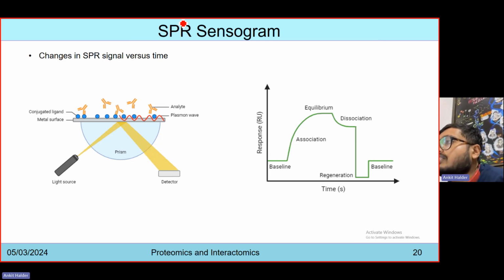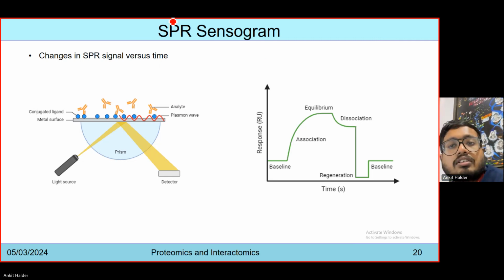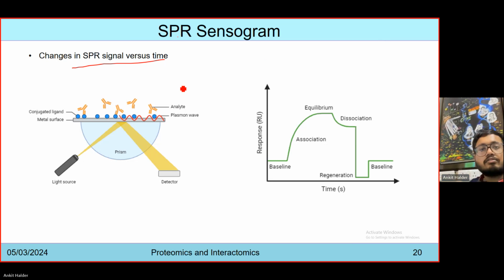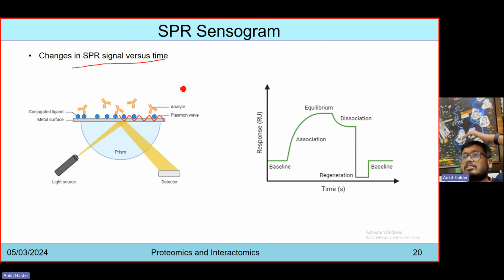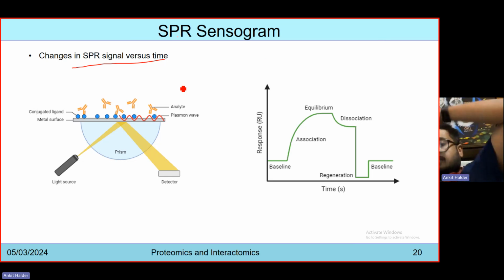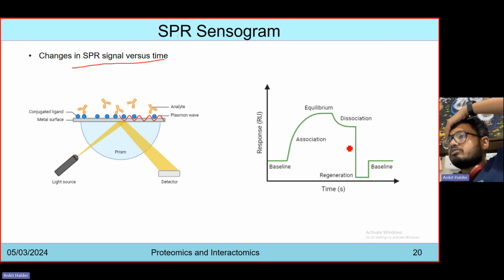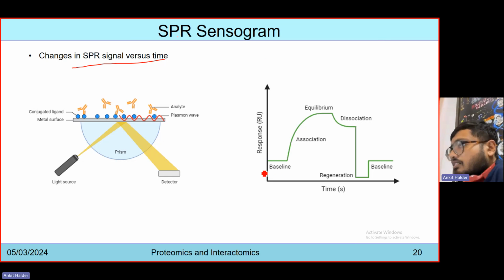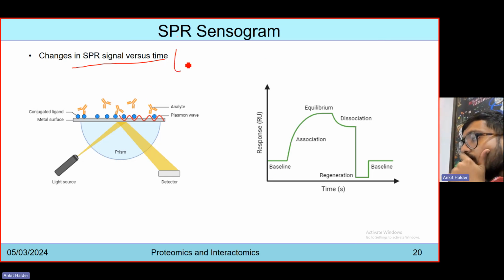So what this particular thing tells you is the changes in the SPR signal versus the time. So the light source goes to the detector and it is getting the change, right? So now if you have this baseline, it occurs in real time.